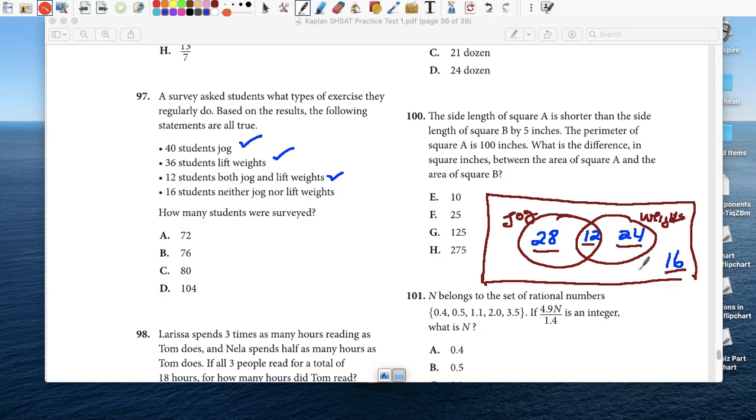How many students were surveyed, which is the sum of all these 4 numbers. So 28, 12 and 24 is 64, and then we have the 16 outside. 6, 6, 12 plus 8 is 20, carry 2, 2, 4, 7, 8. 80 students were surveyed.